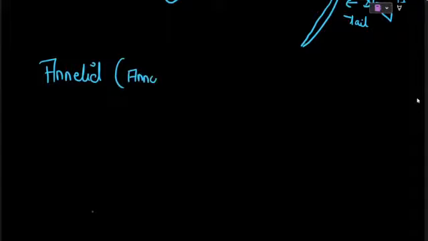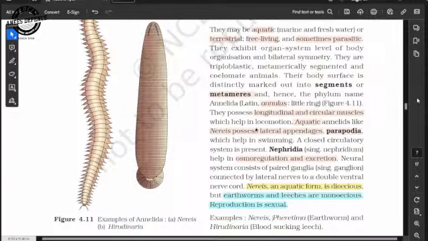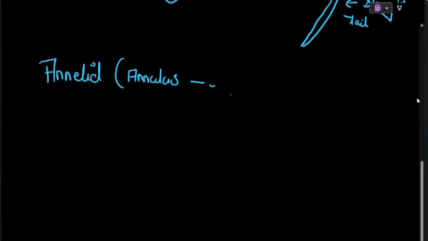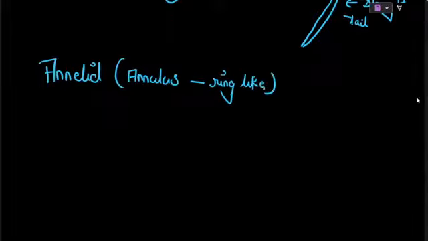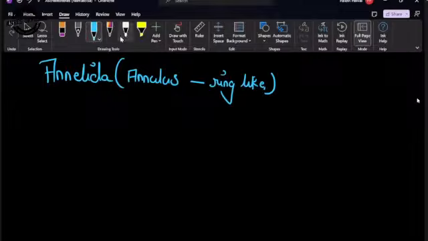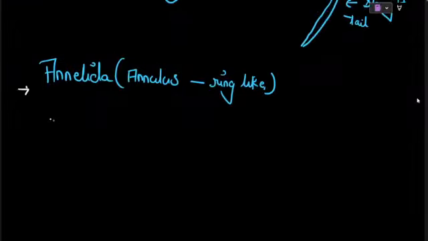So it's annulus. What is the meaning of annulus? Ring-like structure. Coming towards the characteristics. Annelida are both freshwater and marine. They are terrestrial, free living, and sometimes they are parasitic.